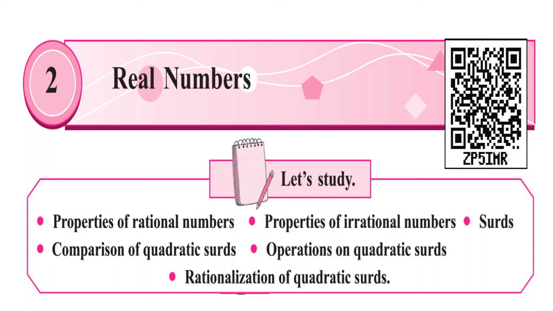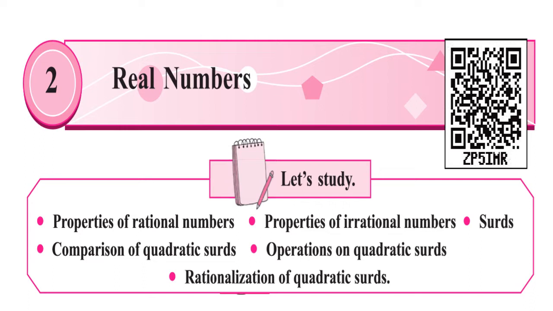You know that 0 is the additive identity. If we add 0 to any number, we get the same number as the answer. Similarly, 1 is called the multiplicative identity. If we multiply any number by 1 or 1 by any number, we get the same number. And finally, we saw additive inverse and multiplicative inverse. For any number a, there exists a rational number minus a such that a plus minus a is 0. Like 3 plus minus 3 is 0.